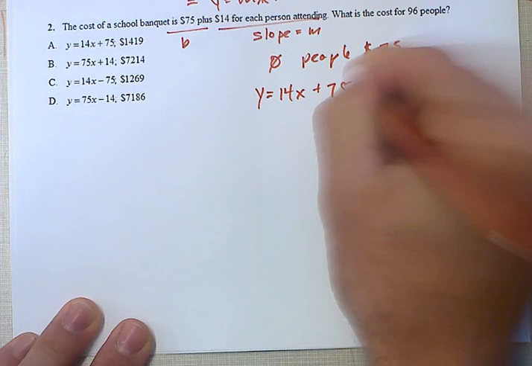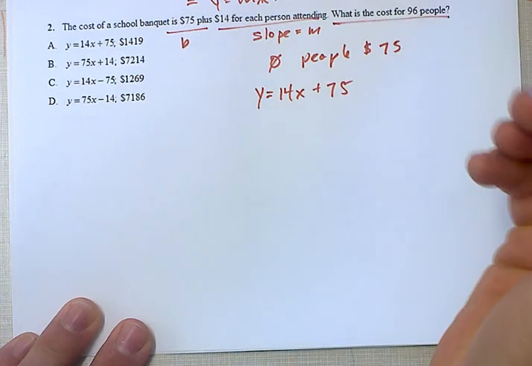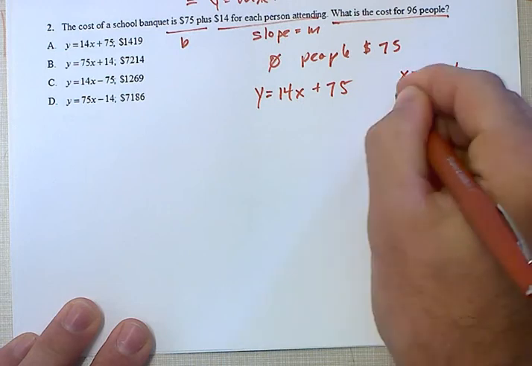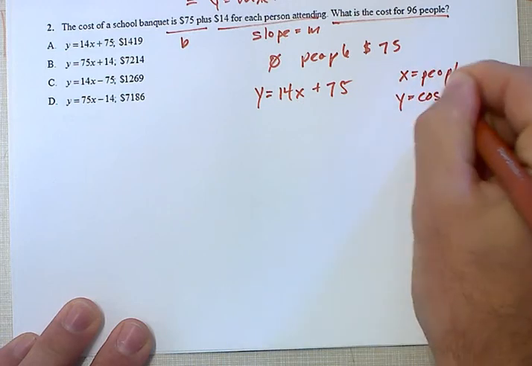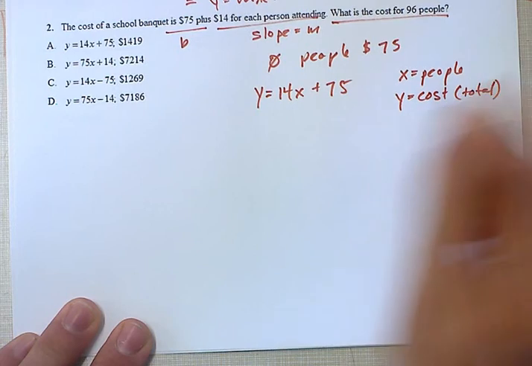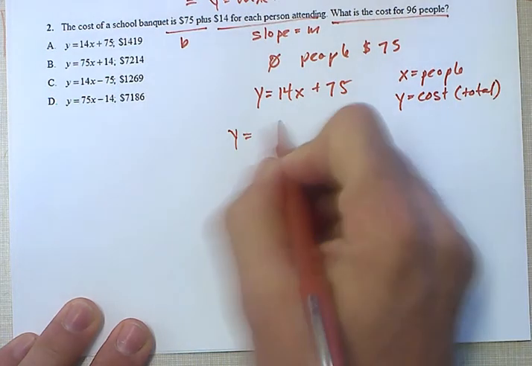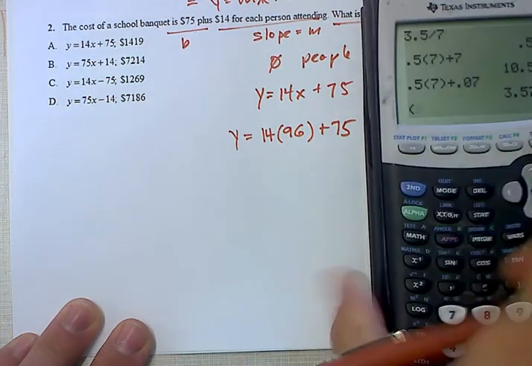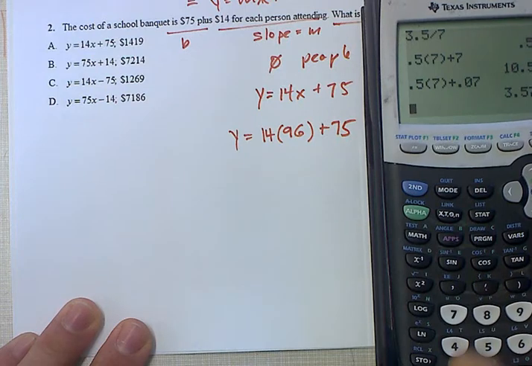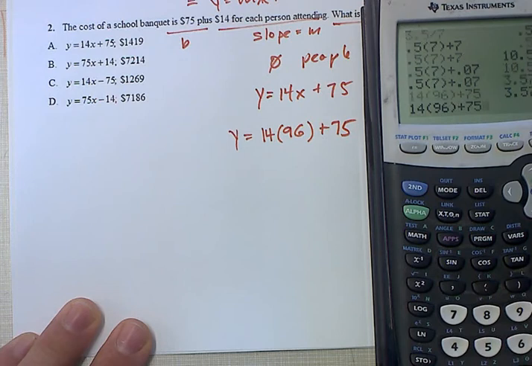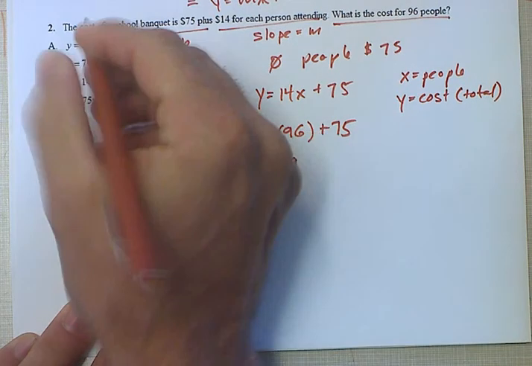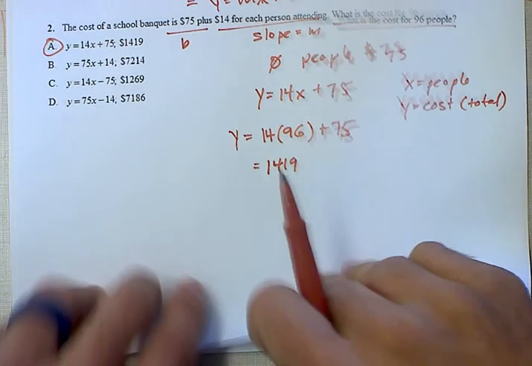Now they're asking what is the cost for 96 people. X is your value for people. Y is your cost, total cost. So here I'm going to do y is equal to 14 times 96 plus 75. 14 parentheses 96 plus 75. Result in 1419, which is my answer choice A here. Next question.